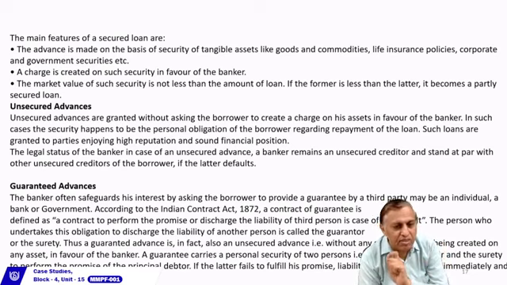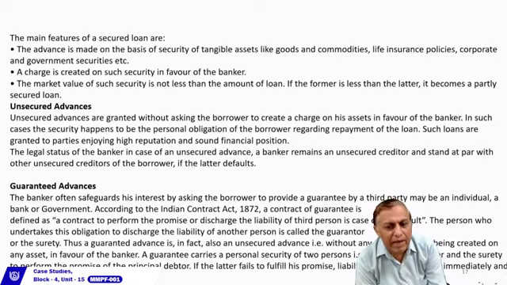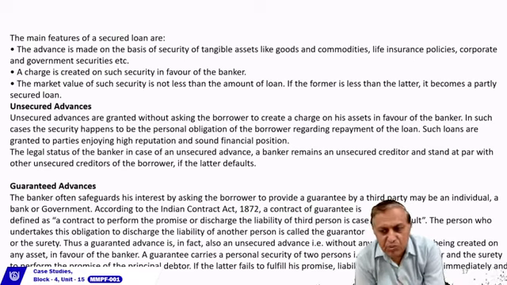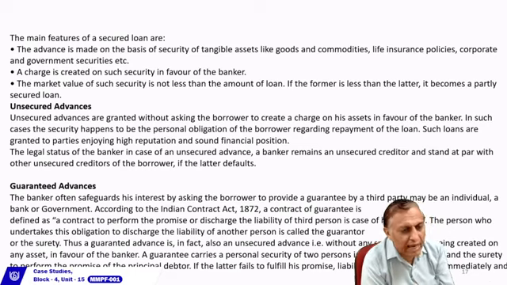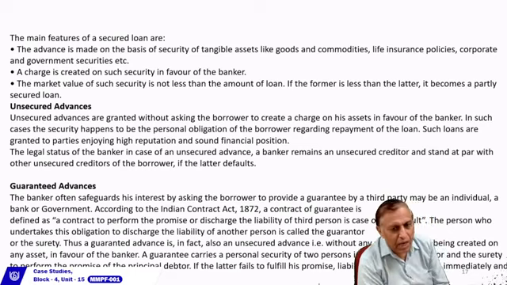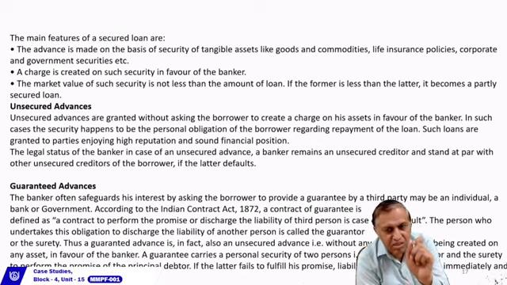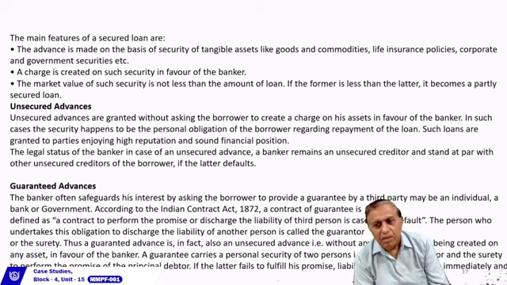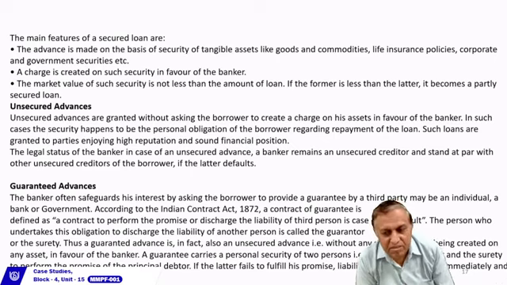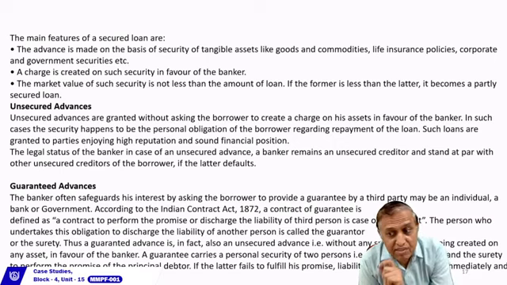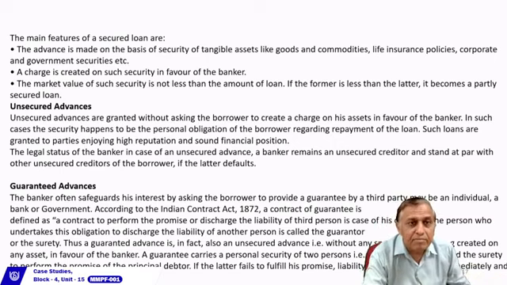Guaranteed advances. Guaranteed advances are, in fact, also unsecured advances without any specific charge being created on an asset in favor of the bank. However, a guarantee carries the personal security of two persons, the principal debtor and the surety, to perform the promise of the principal debtor if the latter fails to fulfill his promise. Liability of the surety arises immediately and automatically.